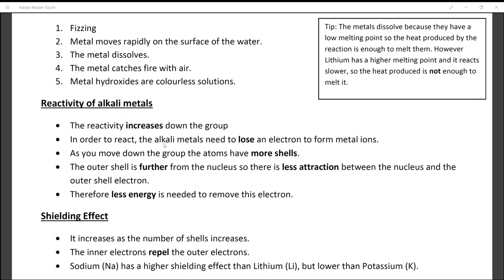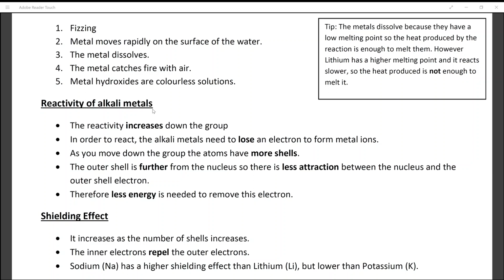This is why lithium has two shells because it is in the second period. Sodium has three shells since it is in the third period. Potassium has four since it is in the fourth period, etc.